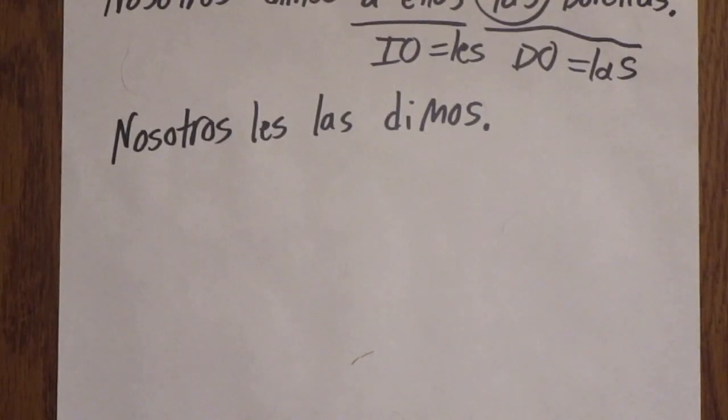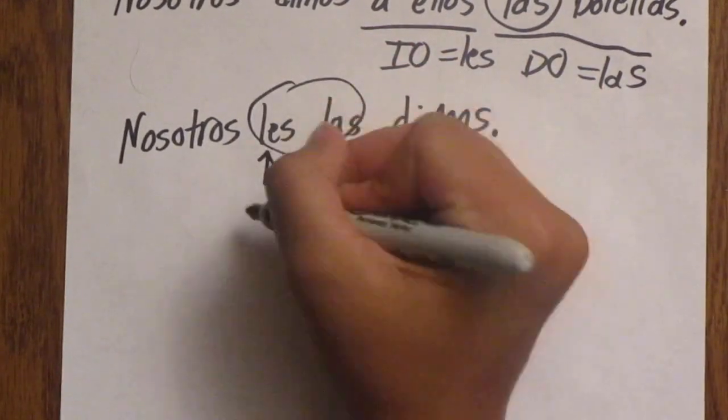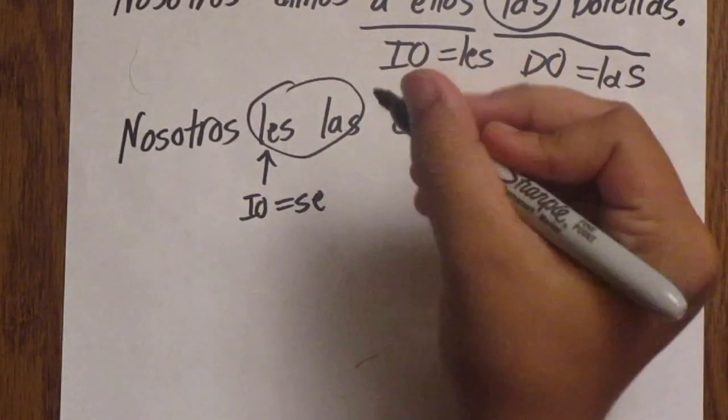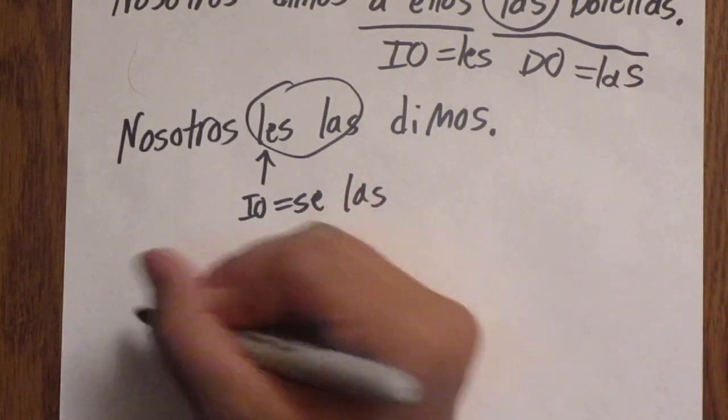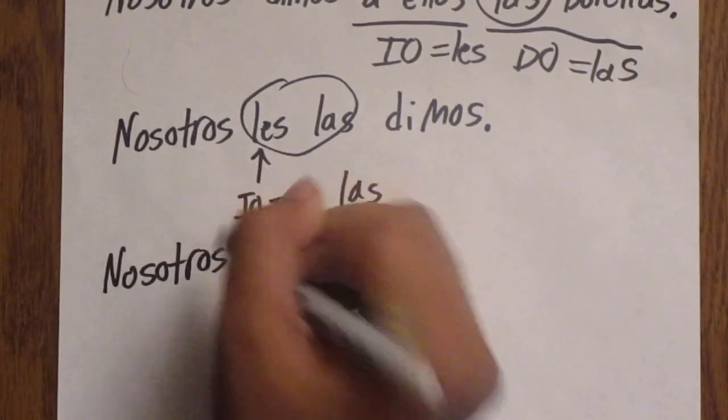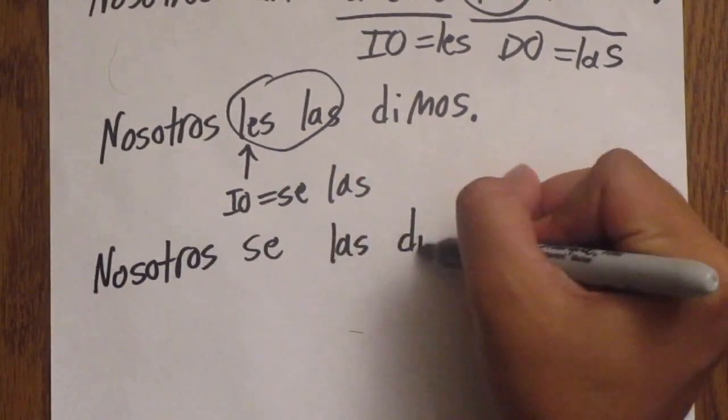Since we cannot have two L's back to back, we change the indirect object pronoun from les to se, making the phrase now se las. Then, we take the pair se las and put it in between the subject and verb, making our final sentence, nosotros se las dimos. And that is how you use double object pronouns in Spanish.